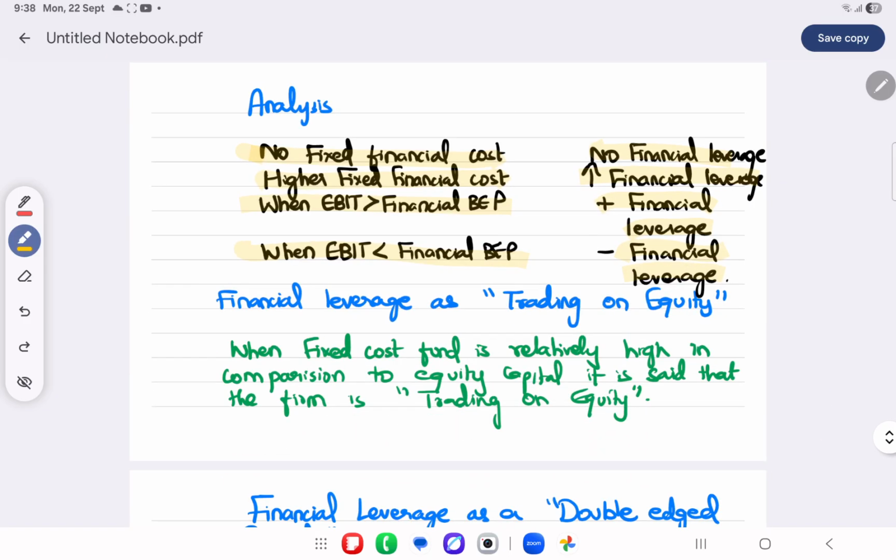What is financial leverage as trading on equity? When the fixed cost is relatively high in comparison to equity capital. When we are employing fixed cost funds more than our equity capital, it is said that the firm is trading on equity.